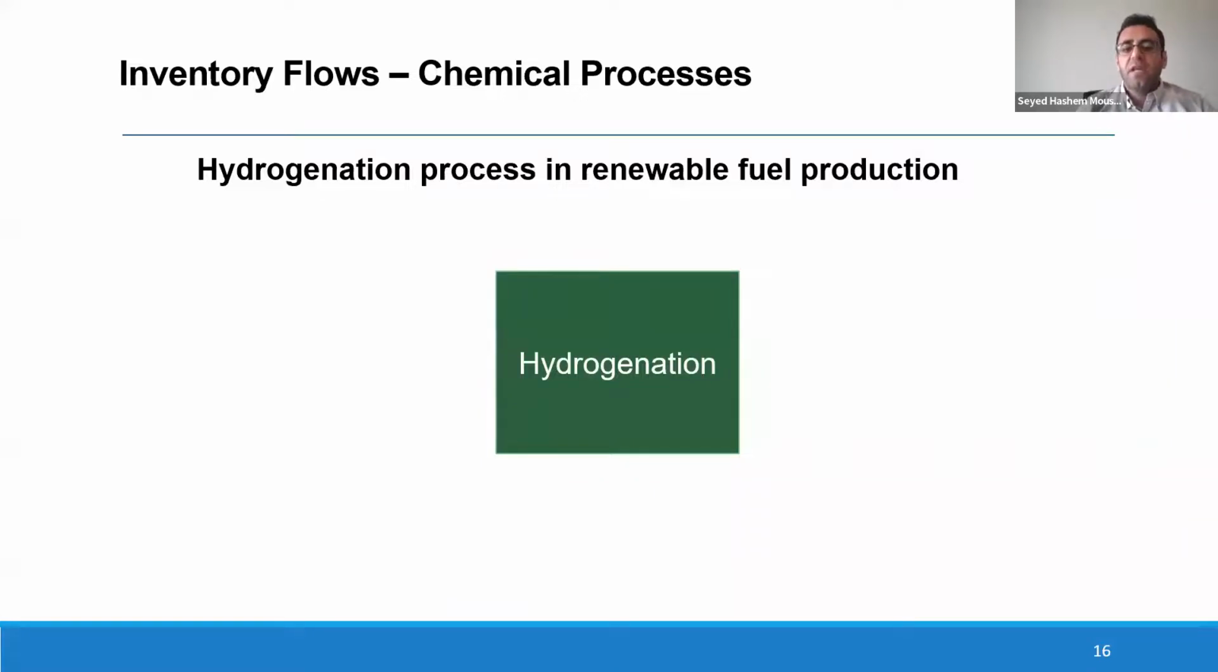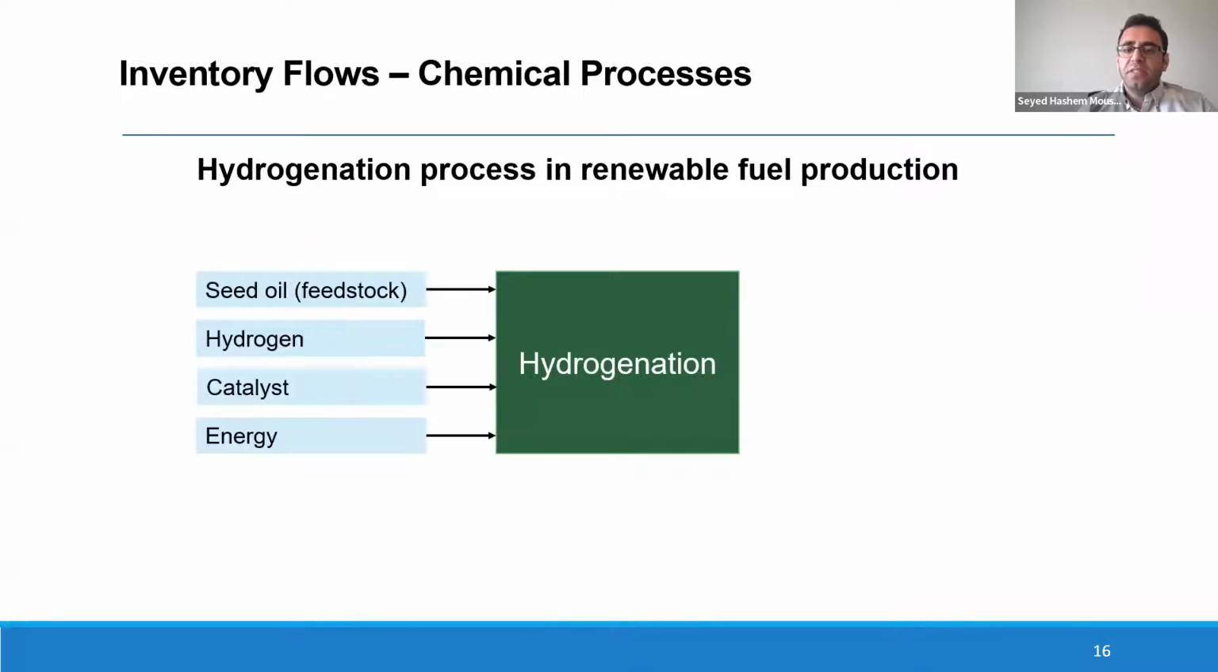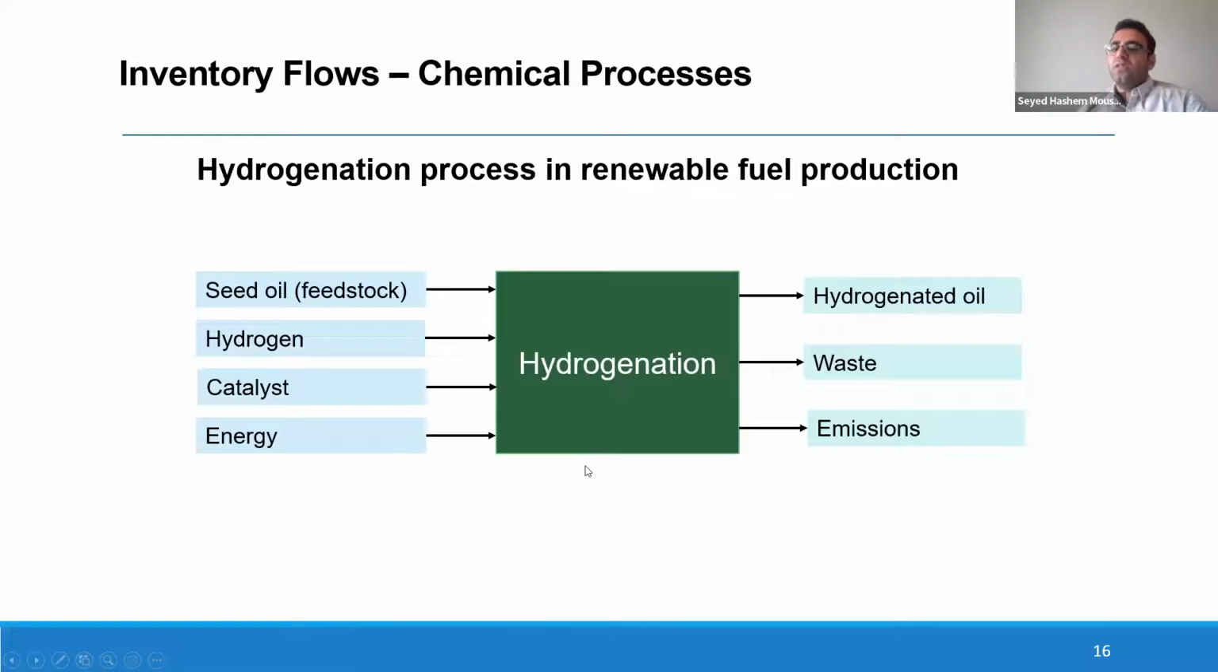This is an example of inventory analysis for a chemical process. Here, the unit process is, for example, hydrogenation of seed oil, through which we can produce hydrogenated oil, which can be further used for production of renewable diesel or renewable jet. Inputs here are seed oil, hydrogen, catalyst, and energy, and the outputs are hydrogenated oil, waste, and emissions.